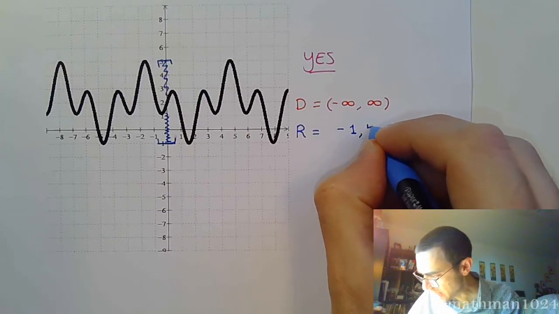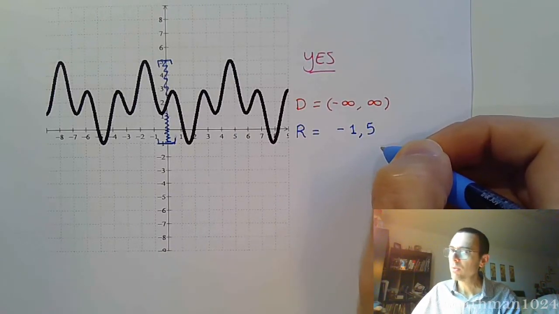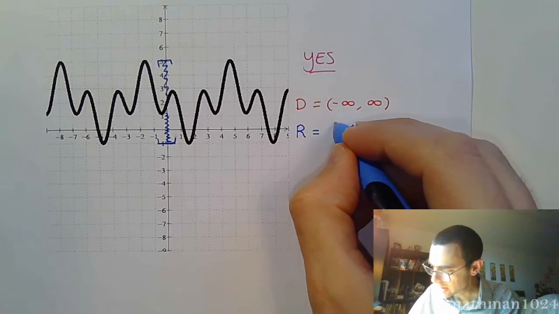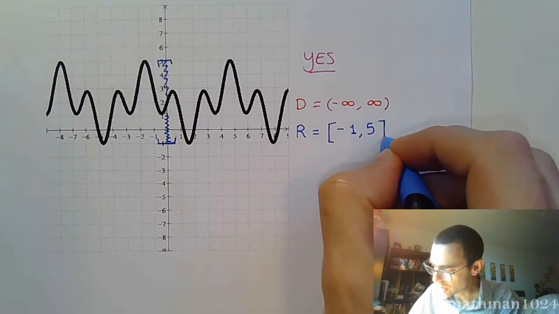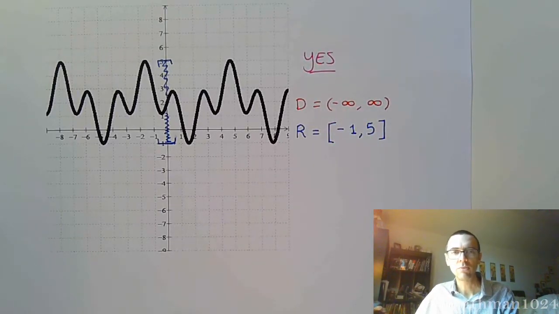Now, you forgot something there. You didn't tell me what we're going to have on the ends. These guys should both be brackets, right? So bracket -1 to 5. Doesn't seem to be too bad, right? Cool.